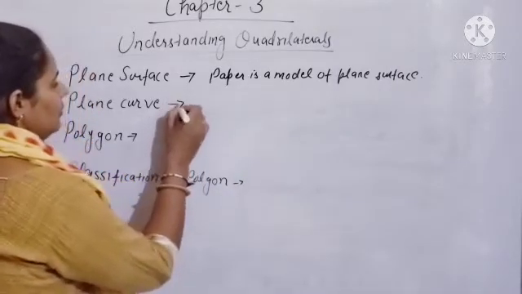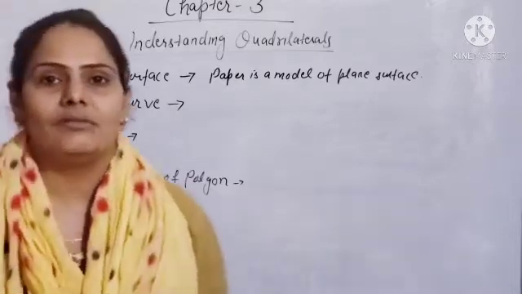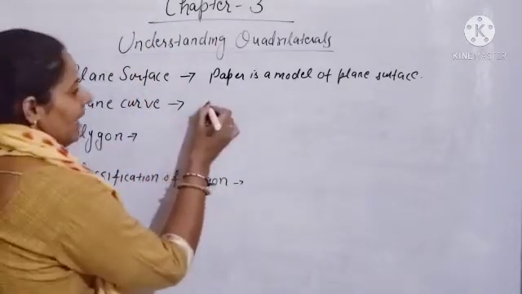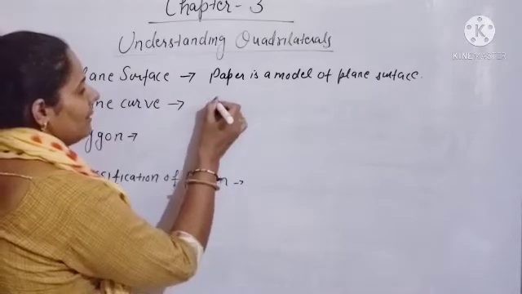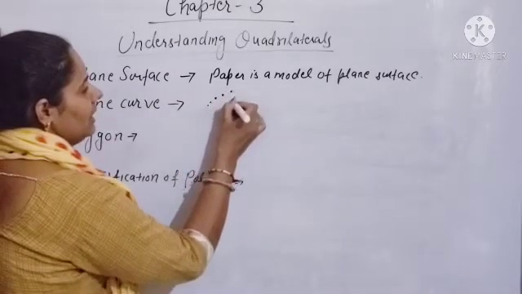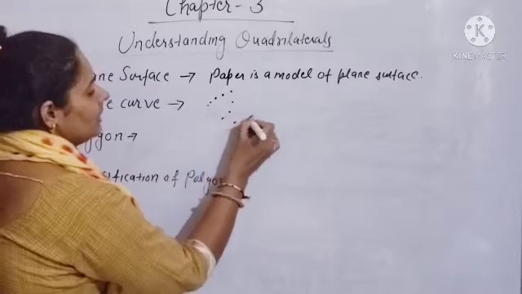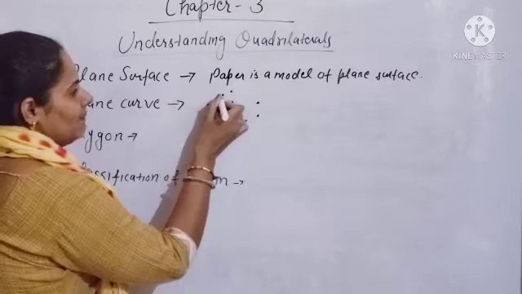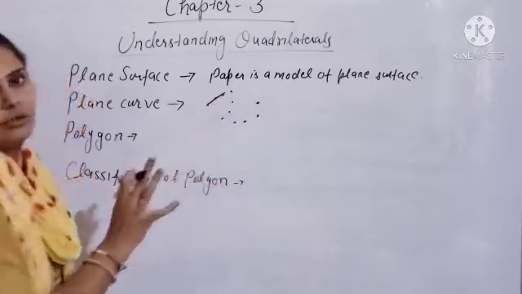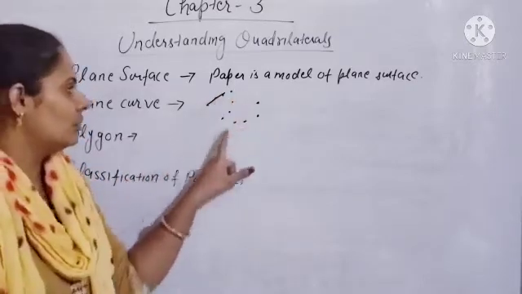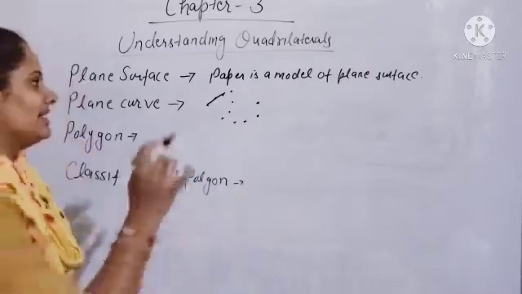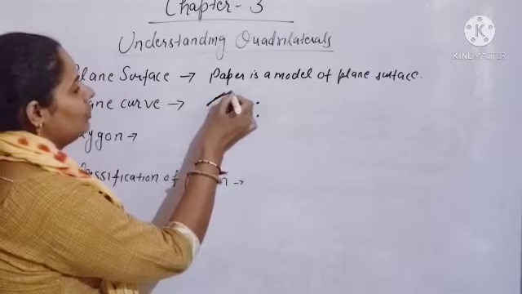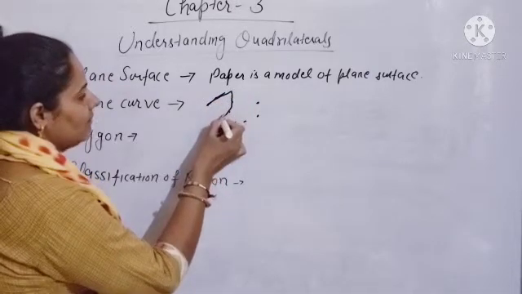After that, plane curve. Next it is given plane curve. So what is a plane curve, beta? You will take a pencil and join a number of points without lifting your pencil from the paper. For example, here I have drawn some points like that, dot dot dot. I will start from here and without lifting my pencil I will join all the points. Clear? Like that.